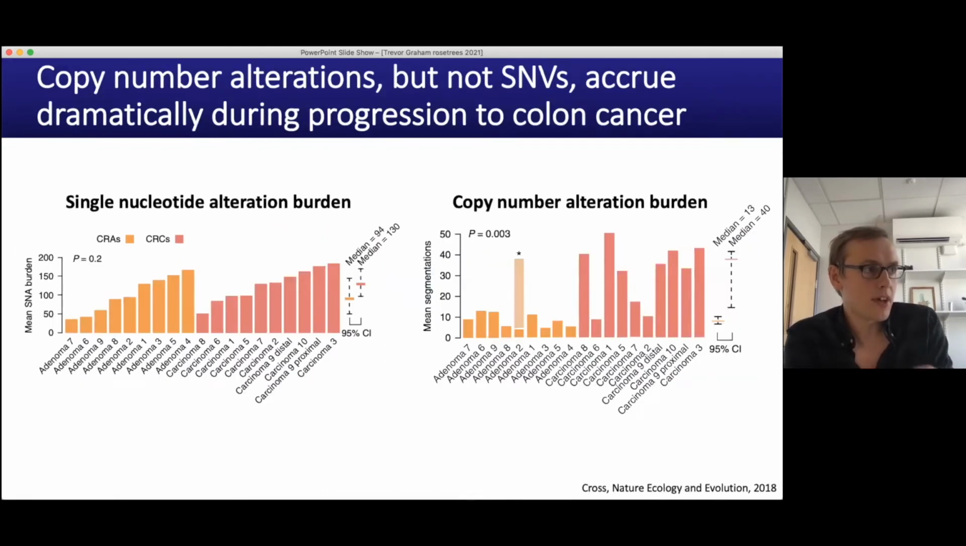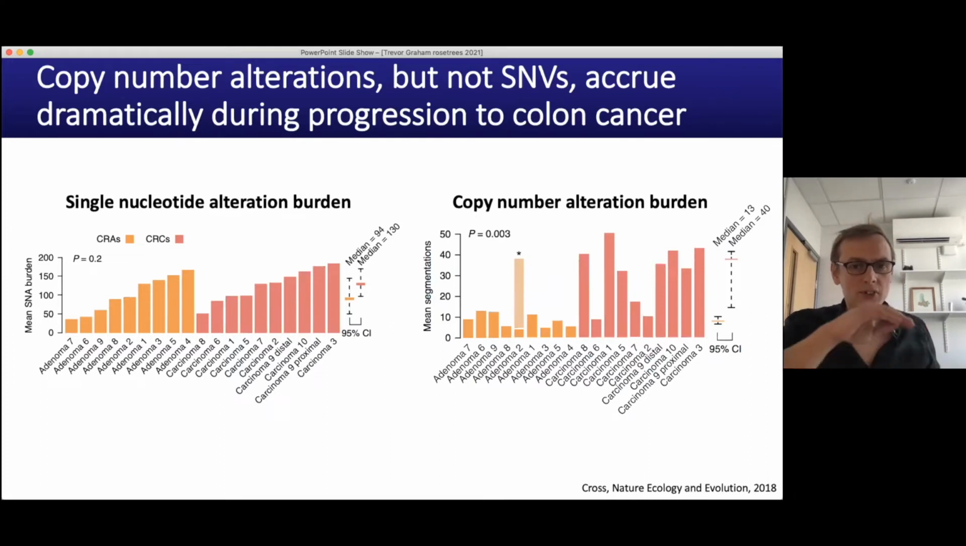And so what we did a couple of years ago was to compare mutational burdens in precancers, in these adenomas, to cancers. And this is the burden of somatic nucleotide variants, SNVs, in adenomas versus cancers. And you can see they're roughly the same. There's perhaps slightly more, though it wasn't significant in our cohort, in colorectal cancers. And so this was a surprise.